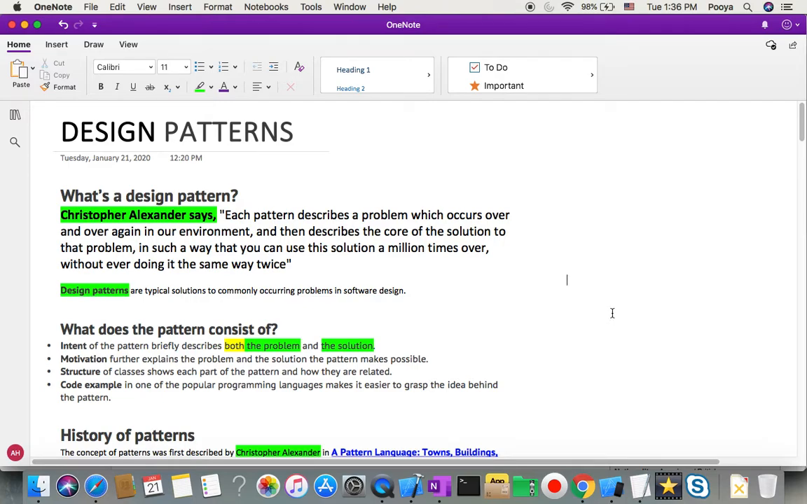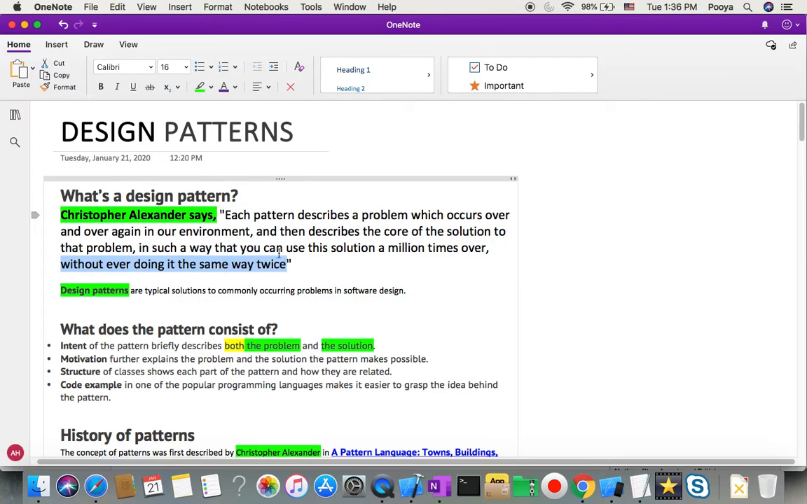So design pattern. What is design pattern? I start with Christopher Alexander. Christopher Alexander says, each pattern describes a problem which occurs over and over again in our environment, and then describes the core of the solution to the problem in such a way that you can use this solution a million times over, without ever doing it the same way twice. This makes it a little bit complicated, but don't worry. This is all about the details.